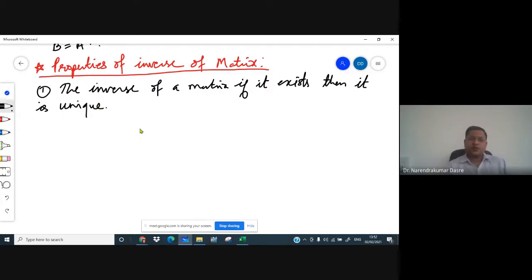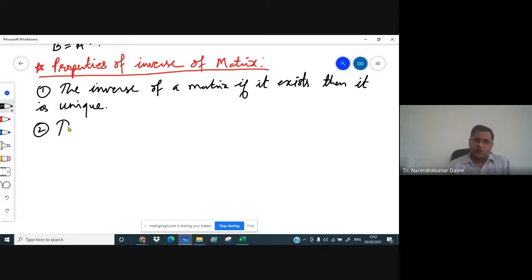Okay. So what does that mean? That means that any invertible matrix cannot have two different inverses. Okay. So it will have only one inverse.